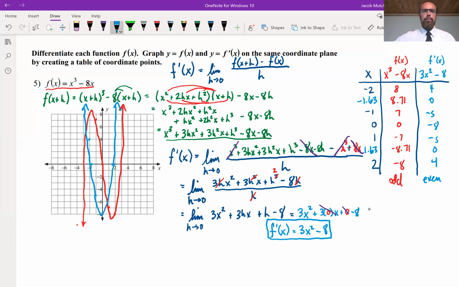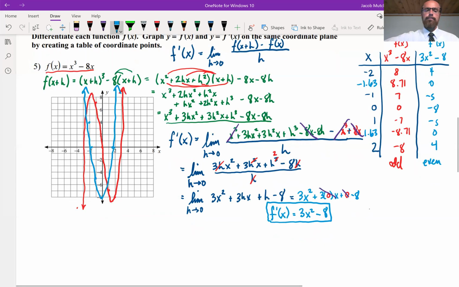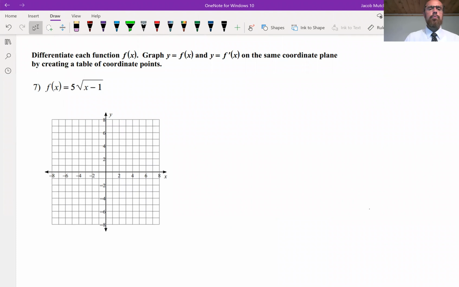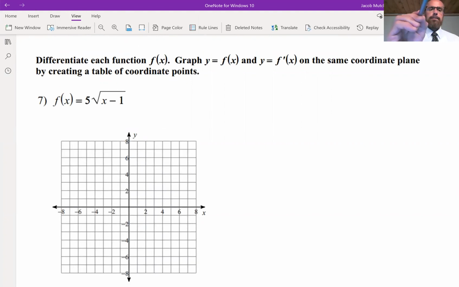Just to recap, we have found the derivative using the rule, the definition, which is this limit of the difference quotient. We then graphed both of these functions, the original and its derivative, using a table. Let's take a look at one last example that is a radical function, a square root. So our third example has the function f of x equals 5 times the square root of x minus 1. And let's give ourselves the full view there, 100%.